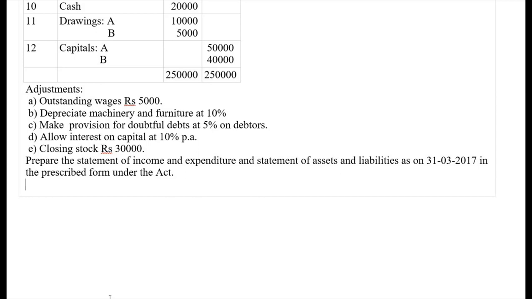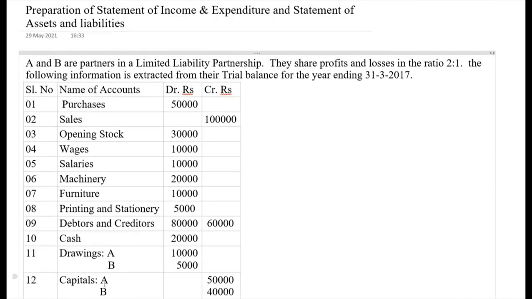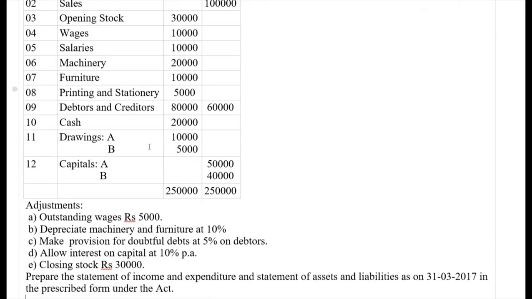So now let us discuss this problem here. Of course, this is a very simple problem. So now let us discuss one by one here. So purchases, it will appear in the statement of income and expenditure. Sales, it will appear in the statement of income and expenditure. Opening stock should be compared to the closing stock. So here the closing stock is also 30,000 and the opening stock is also 30,000. So there is neither increase nor decrease in the stock here. So it should be ignored here.